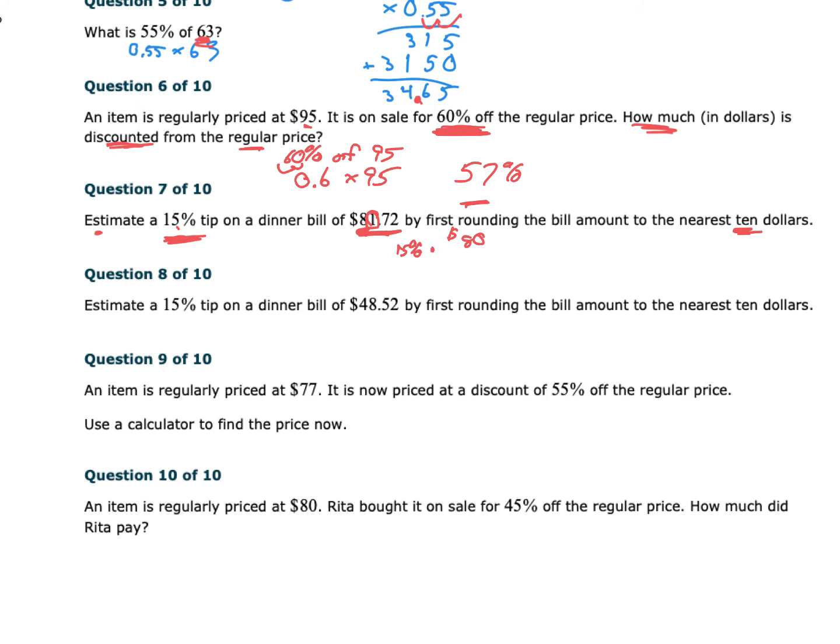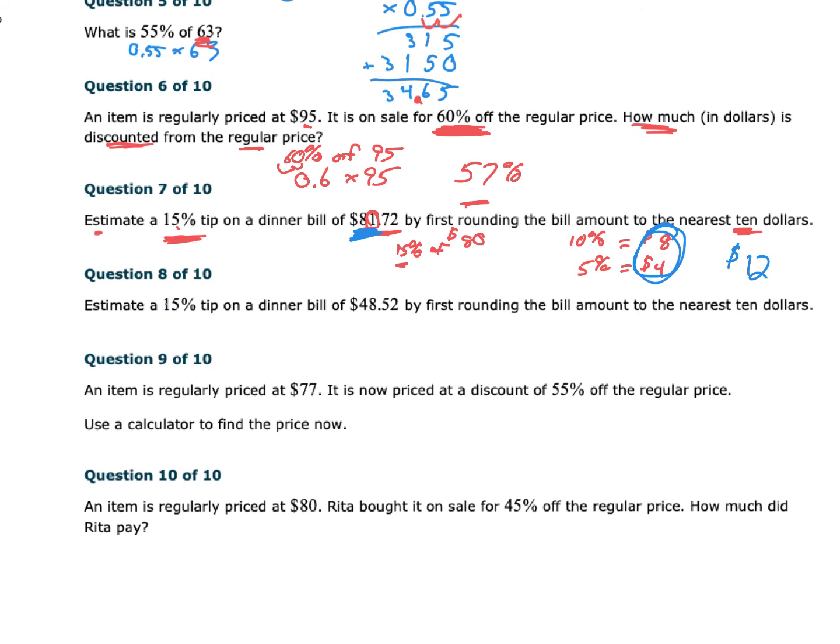Okay, 15% of 80. Well, I know what 10% of 80 is, right? We're just moving the decimal one place. So 10% is an $8 tip. Well, for 15%, that's 10% and 5%, half of that. So half of $8 is $4. So total, it's going to be 10% plus 5%, or $8 plus $4. So it's a $12 tip. Okay, that's how much the server gets. See if that makes sense. It's got to be well less than $81.72. Sure is.